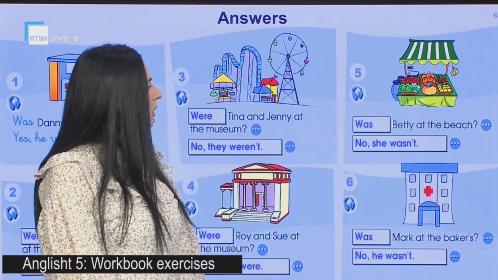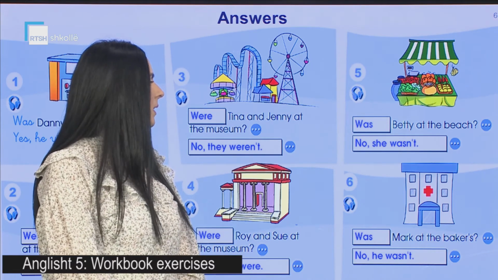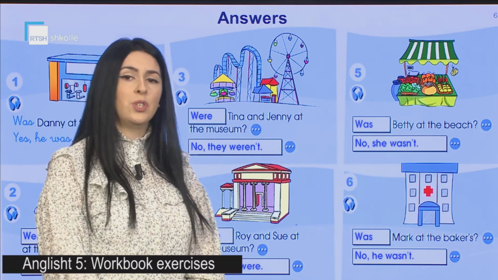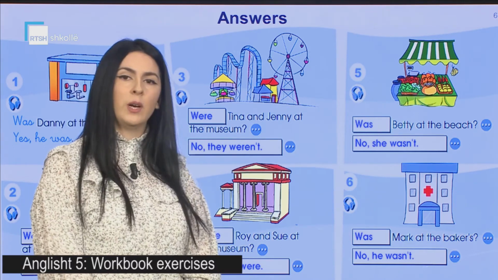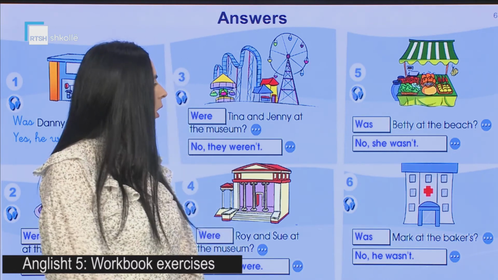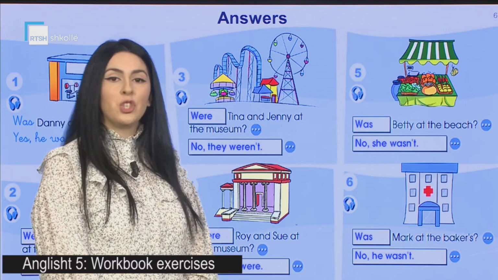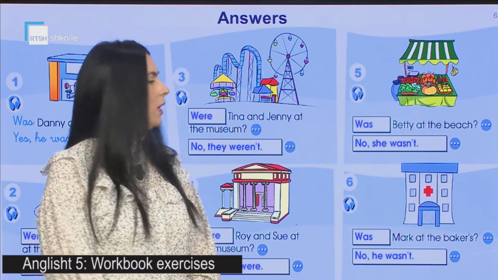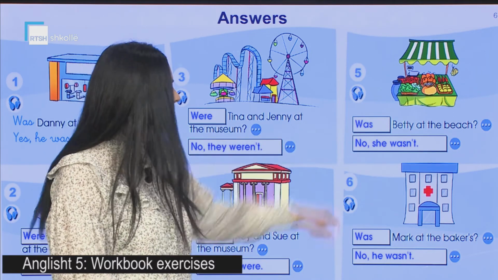Let's continue with the fifth sentence. Was Betty at the beach? No, she wasn't. Why do we use was in this case? Because Betty is singular form of the third person she. So, was Betty at the beach? No, she wasn't. This is not the beach.